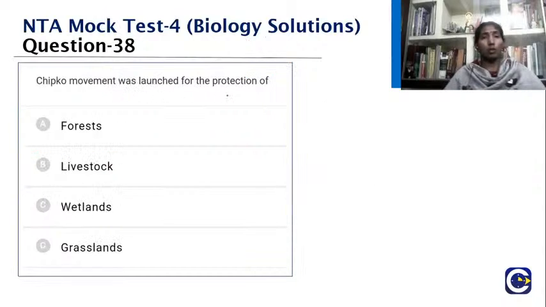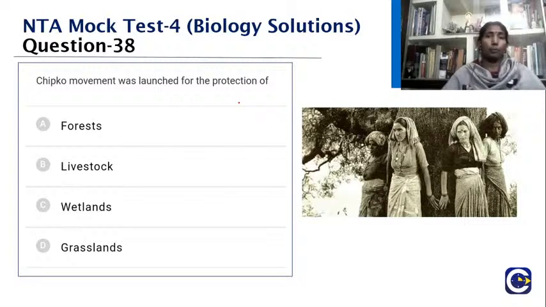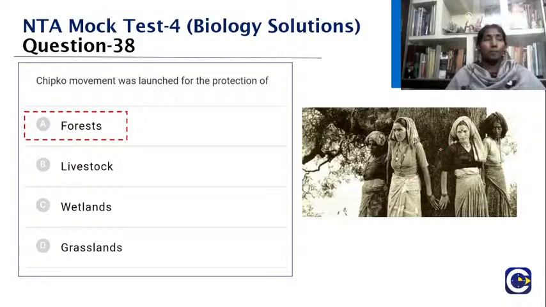The Chipko movement was launched for the protection of forest, livestock, wetlands and grasslands. So the Chipko movement referred to those rural people, particularly in the Himalayan region, who protested in the 1970s and 80s. The Bishnoi family also had that characteristic, they were the pioneers. Those women protested against the indiscriminate logging and felling of trees. This started in April 1973.